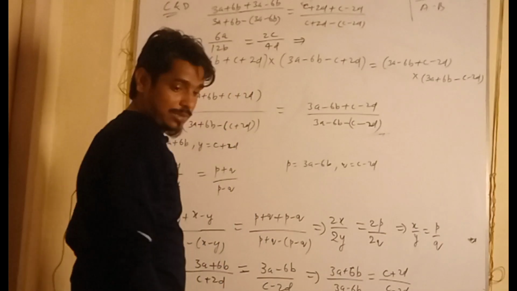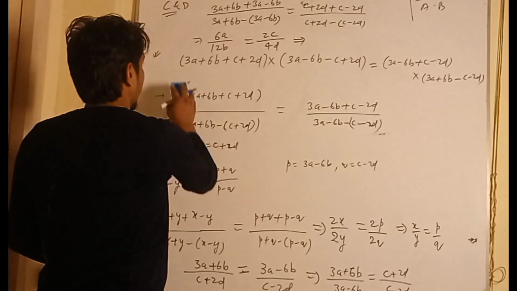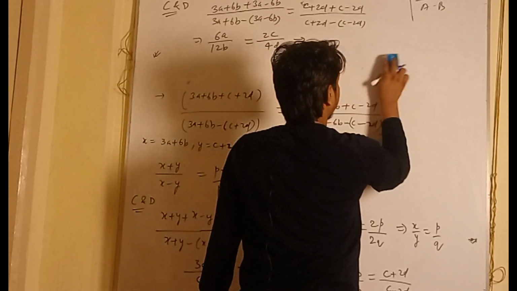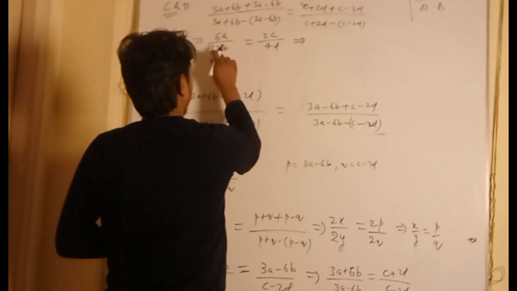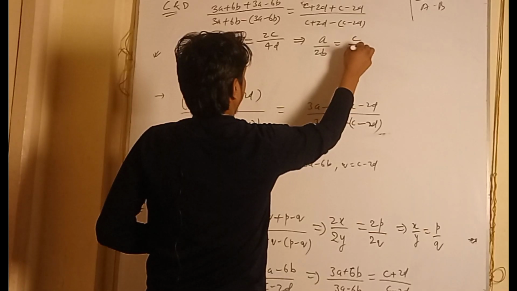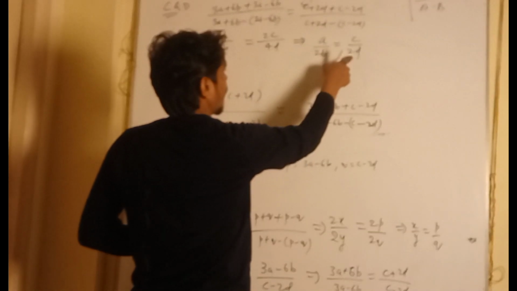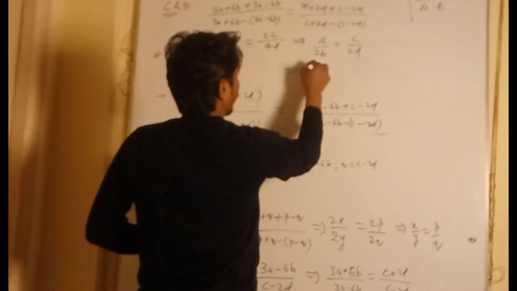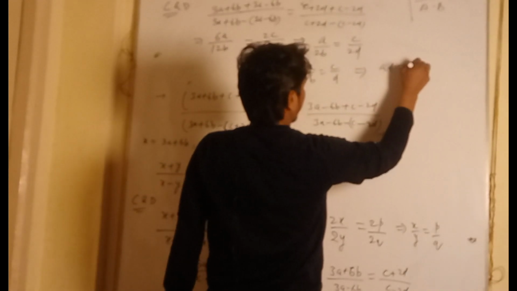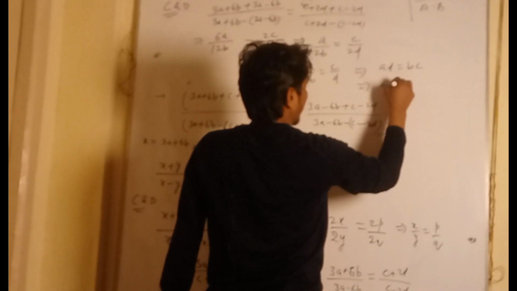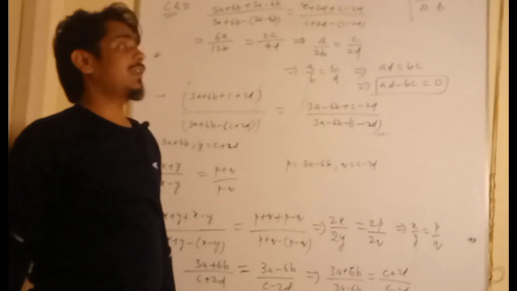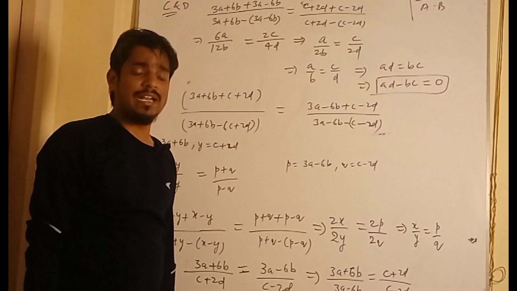So once we simplify this further, we'll get the simplest form in a and b. Here, by cancelling 6 from both numerator and denominator, we get a over 2b is equal to c over 2d. Again, 2 is going to cancel with this 2, so we end up with a by b is equal to c by d. By cross multiplication, ad is equal to bc, or we can write ad minus bc is equal to 0.